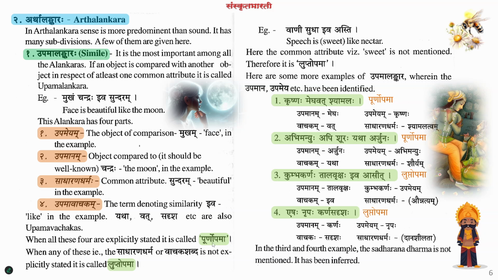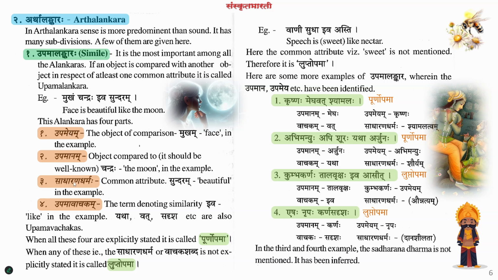This is a Guna Sandhi, Purna Upama, a Karmadharya. When any of these, that is Sadharana Dharma or Vachaka Shabda, is not explicitly stated, then it is Luptopama. What Samskrita Bharati has shown is only non-mention of Sadharana Dharma or Vachaka Shabda, Vachaka Shabda being this Upama Vachaka. Sometimes you don't need the common attribute. When just the Upameya word and Upamana word are found, and contextually we pick it up as Upama Alankara, it is not a Sampurna Upama, it is a Lupta Upama.